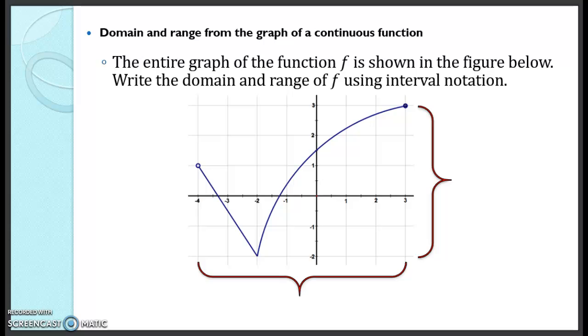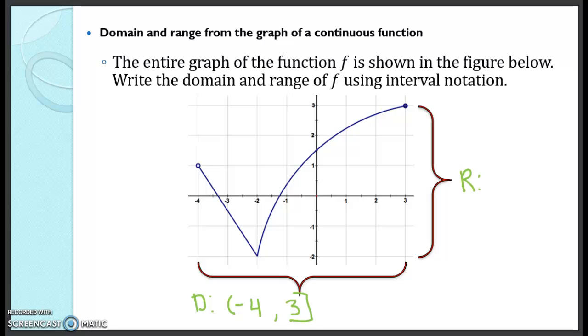Well, what are my input possibilities? I start at -4, but be careful because this is an open circle. Open circles mean we're not going to include that value in our function. So we're not going to include -4. So we have a parenthesis at -4. And then all of these x values work, all the way to 3. And it looks like that's a filled in circle. So I can go from -4 to 3 and include 3, and that's going to be my domain.